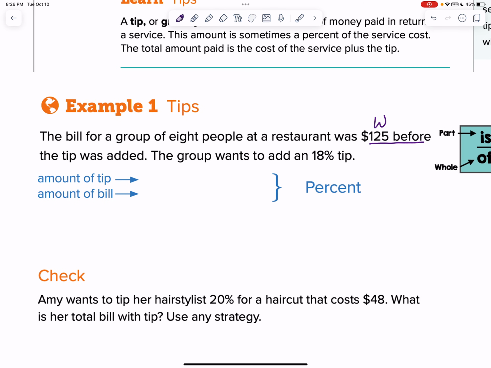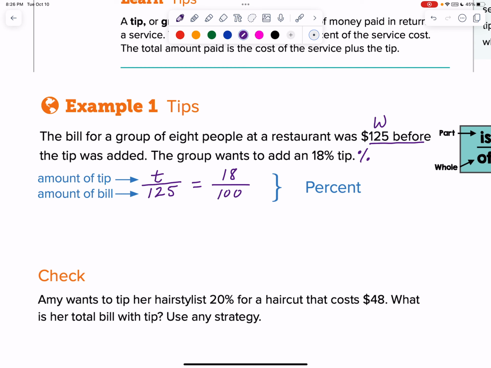Now the group wants to add an 18% tip, so same as yesterday, this is the percentage. So instead of a P, let's put a percentage there. That way we don't confuse P as part. And so we have our proportion that we'll create just like we did before. So the amount of the tip, we're not sure, so let's go ahead and label that T, just like we did with tax. The amount of the bill prior to the tip is $125, and then set it equal to, and let's finish out our proportion. It's an 18% tip, and that's always out of 100.